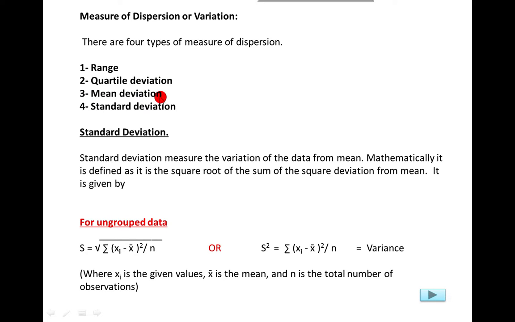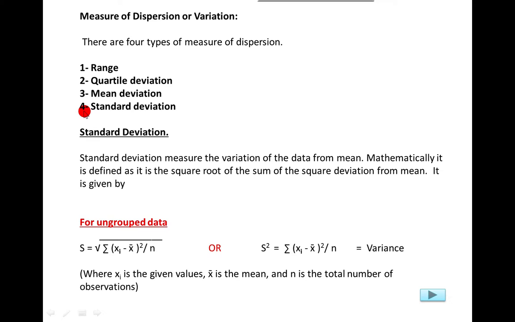Number third, mean deviation. In mean deviation, we find or measure the variation of the data, absolute value of the data from mean. Absolute value means if the result of the midpoint and mean is negative, we convert it into positive. We ignore the negative sign. And this is also the drawback of the mean deviation, because we convert both the negative and positive values into positive values. But this is also not included in your syllabus.